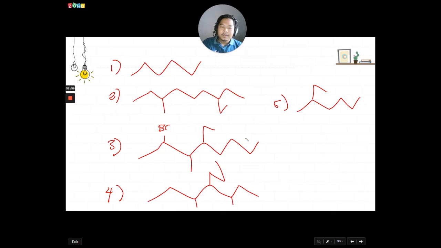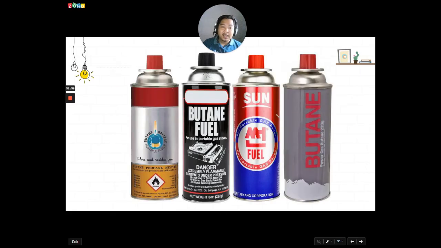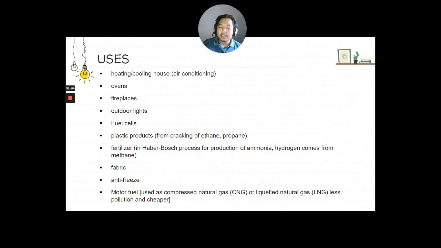Okay? So, just to end our session, these are not random lines, random structures. We use this in our daily life. The most common example is the butane in your stove or even your LPG at your house. It contains both propane and butane. And many other uses such as heating and cooling our houses, air conditioning, fireplaces, fuel cells, light, plastic products, even those made up of ethane and propane, fertilizer, fabric, and motor fuel. Liquefied natural gas, and many other things that use alkanes. So again, these are not just random concepts that we throw at you. We use them unconsciously in our everyday life.